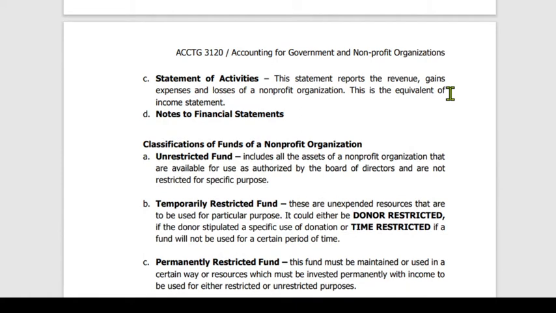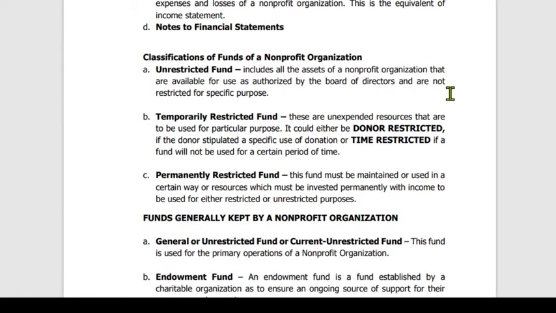So under the non-profit organization, you will be encountering the terms such as the unrestricted fund, the temporarily restricted fund, and the permanently restricted fund. So as the term imply, when we say unrestricted fund, it includes the assets of a non-profit organization that are available for use as authorized by the board of directors, and this is not restricted for specific purpose.